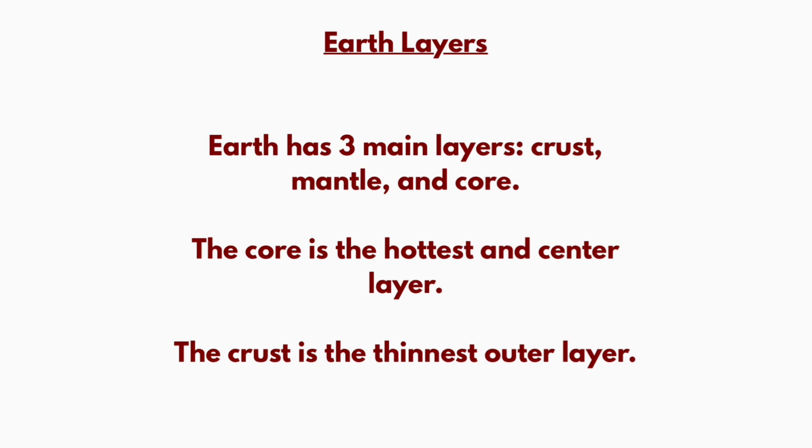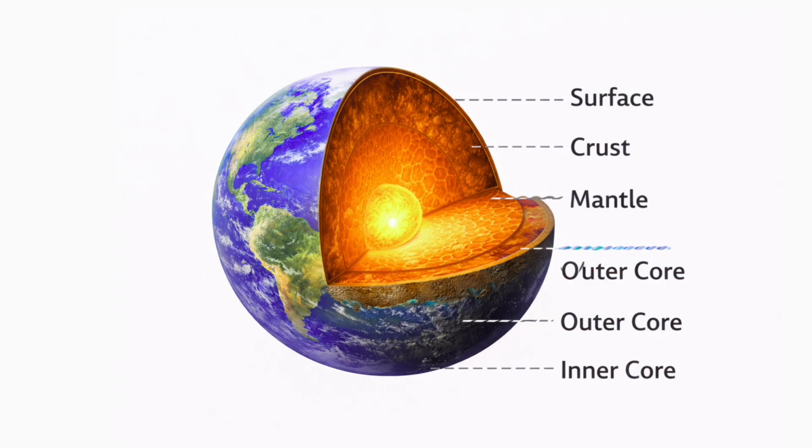Mantle lies below the crust, made of hot, semi-molten material called magma. Very thick layer. Movement in the mantle causes volcanoes and earthquakes. So we can say mantle is the hot layer below the crust.